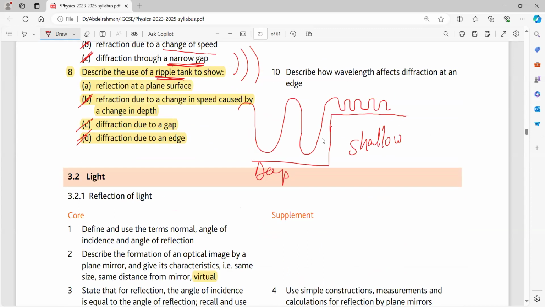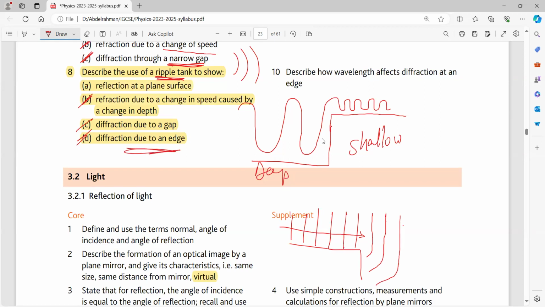If I had the diffraction due to an edge, I had the wavefronts moving like this. These are the wavefronts moving. This is the direction of the motion. What happens after they pass through the edge? They start to diffract this way. This is the diffraction due to an edge. And then reflection on a plane surface: when it reflects, angle of incidence equals angle of reflection.